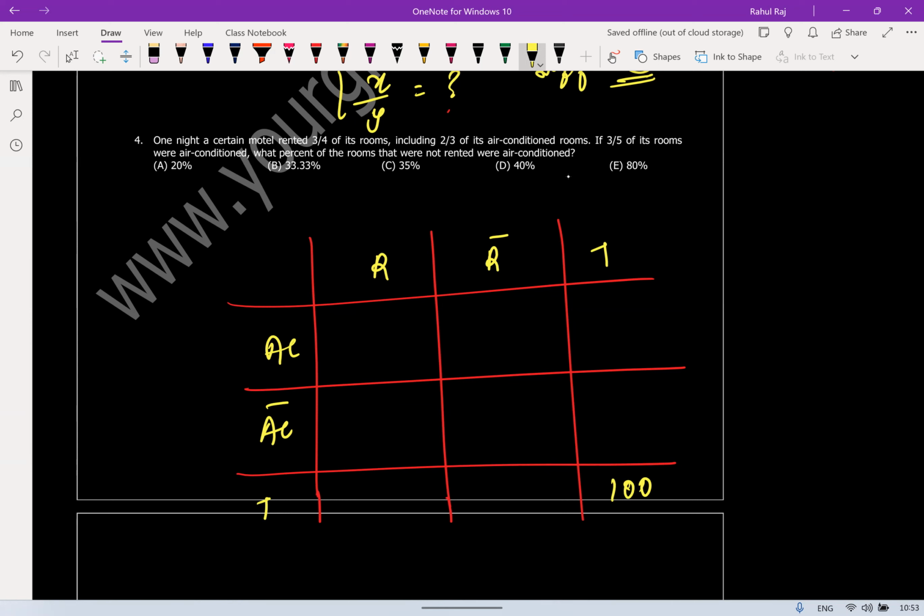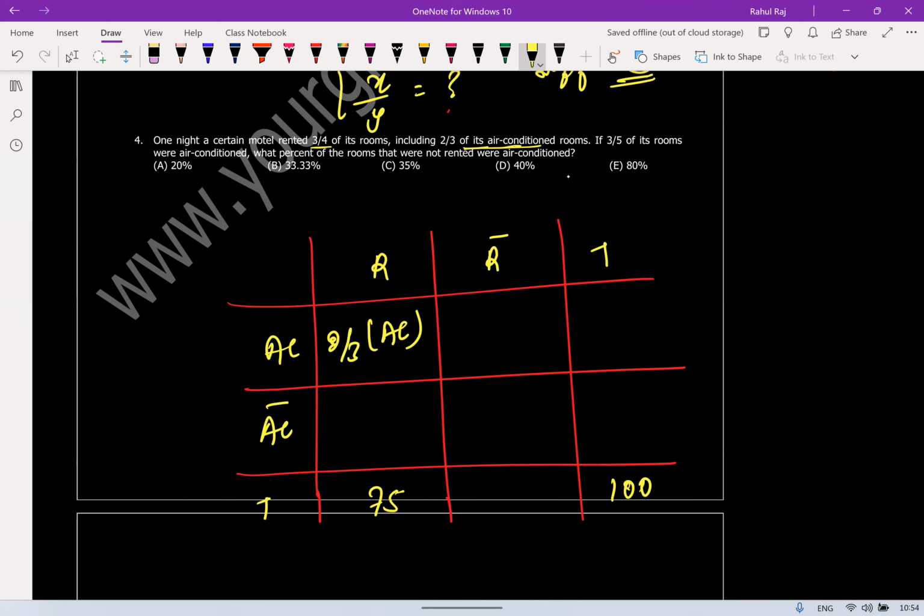Now it says that one night a certain motel rented 3 by 4 of its rooms. So rented is 3 by 4. So 3 by 4 of 100 is what? 75. So 75 of the rooms are rented. Now this 75 includes 2 by 3 of the air conditioned rooms. That is 2 by 3 of the AC rooms. I don't know how many AC rooms there are.